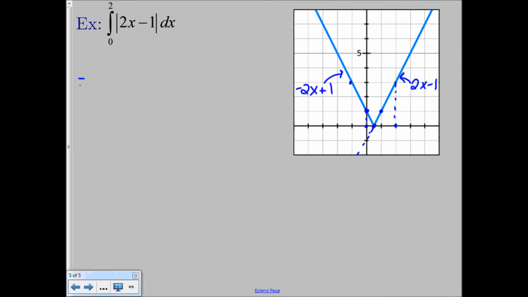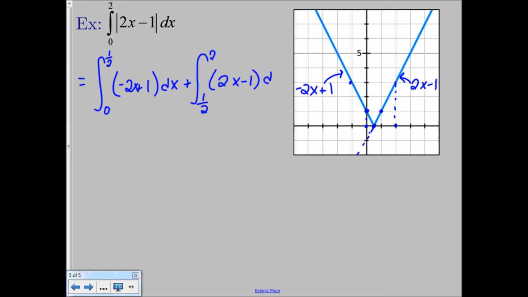So to evaluate this integral, we're going to use that additive property of integrals, and we're going to split it up into the integral from 0 to 1/2 of negative 2x plus 1 dx, plus the integral from 1/2 to 2 of 2x minus 1 dx. We're doing that because there is no derivative at 1/2, at that cusp point. So we have to split it up into two integrals because the derivative on the left-hand side of the cusp point is different than the derivative on the right-hand side. So the integrals will be different as well.